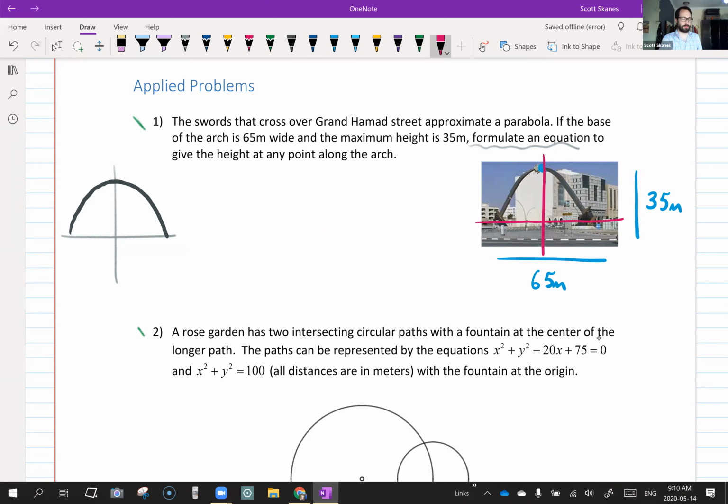Okay, now we could label the points that we know. So for example, if we know that this is 35 meters high, then that's a really good indication that this point up here is (0, 35).